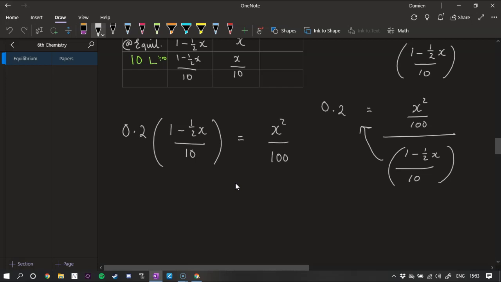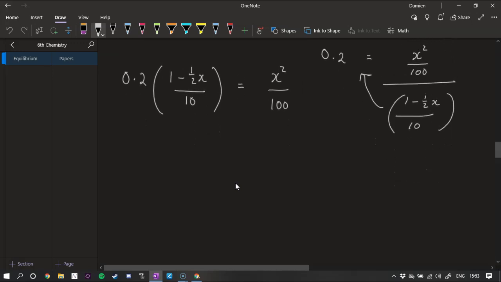And then I multiplied this left hand side out. There are other ways you can approach this. You can multiply above and below here on the left, but this is the way I did it. So I'm going to multiply the 0.2 by the 1 and then the 0.2 by the minus 1/2 x. That gives us 0.2 minus 0.1x, and all of that then is over 10, and that equals x squared over 100.